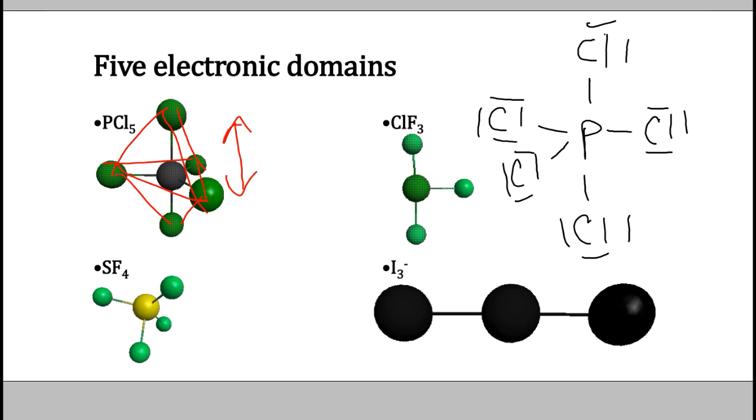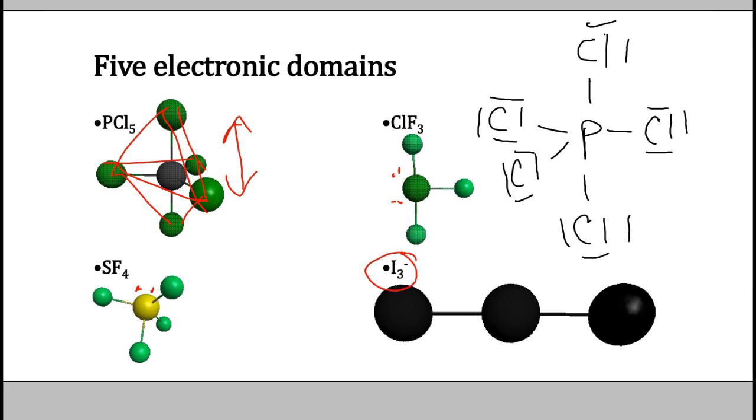If you have 1 lone pair on here for SF4, this will bump the molecular geometry to seesaw. This is the hardest one for me to remember. And then if you have 2 lone pairs, like over here on chlorine trifluoride, this is going to give you a T-shaped geometry.